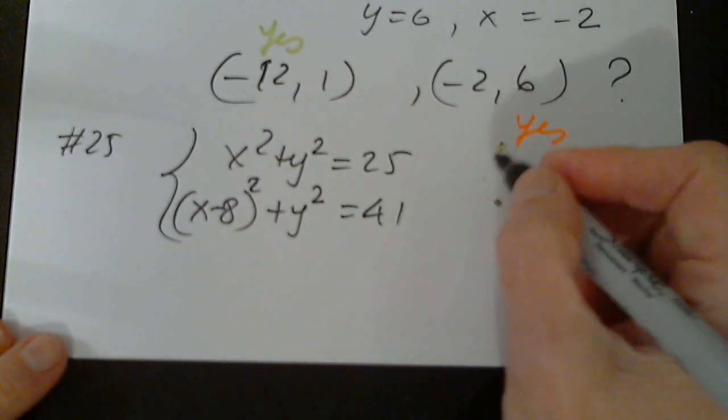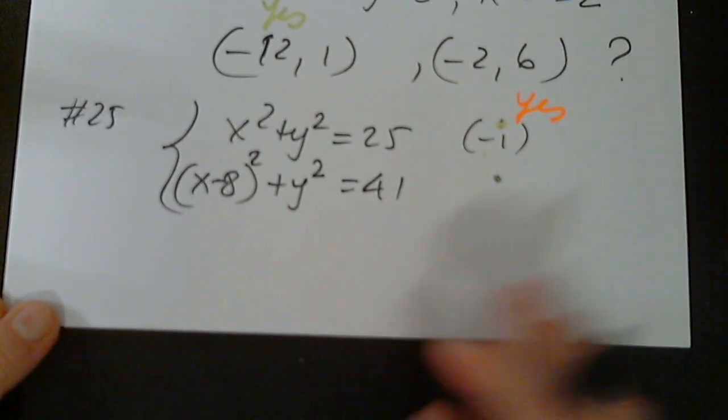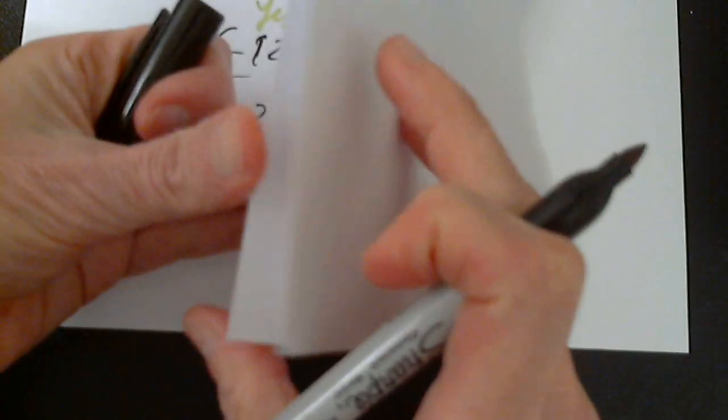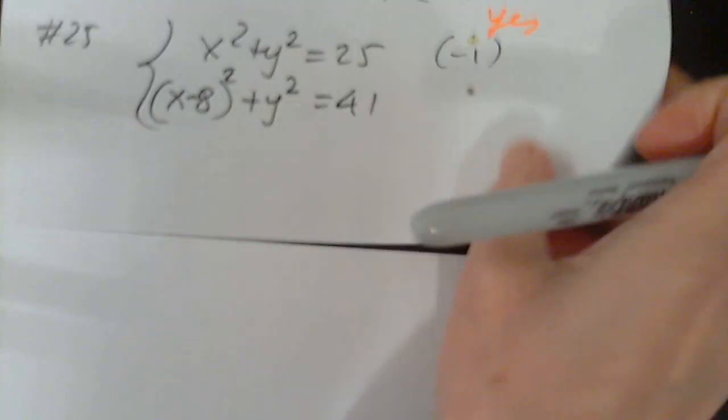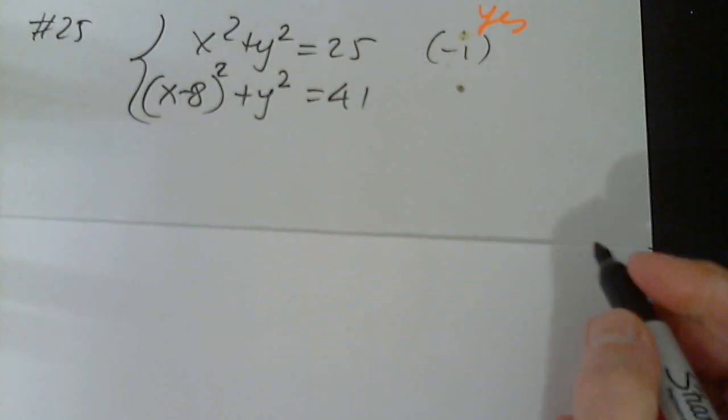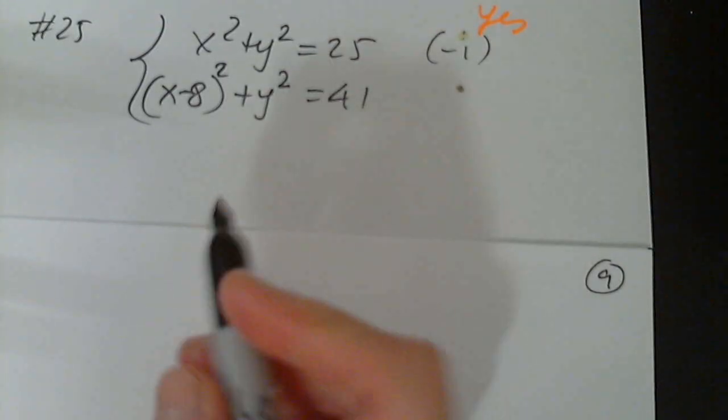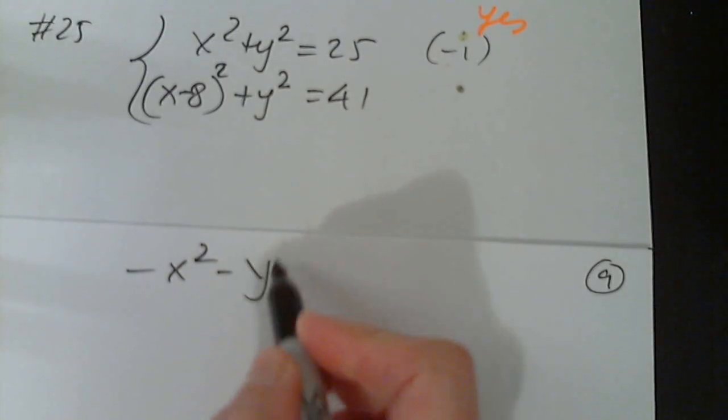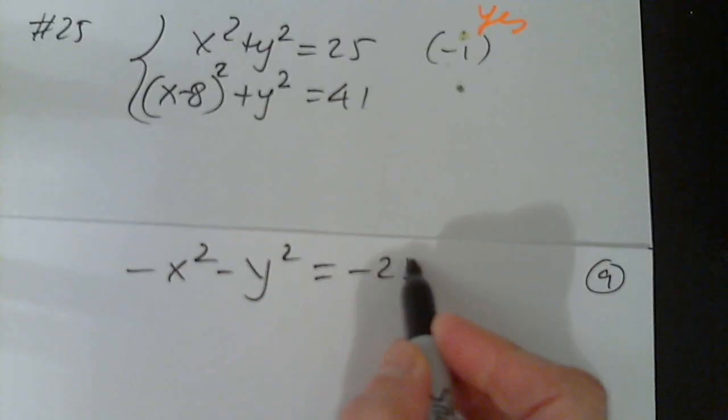It doesn't matter which one. So let's say we multiply the first one by -1. Perfect. Good. Negative x squared minus y squared equals -25.